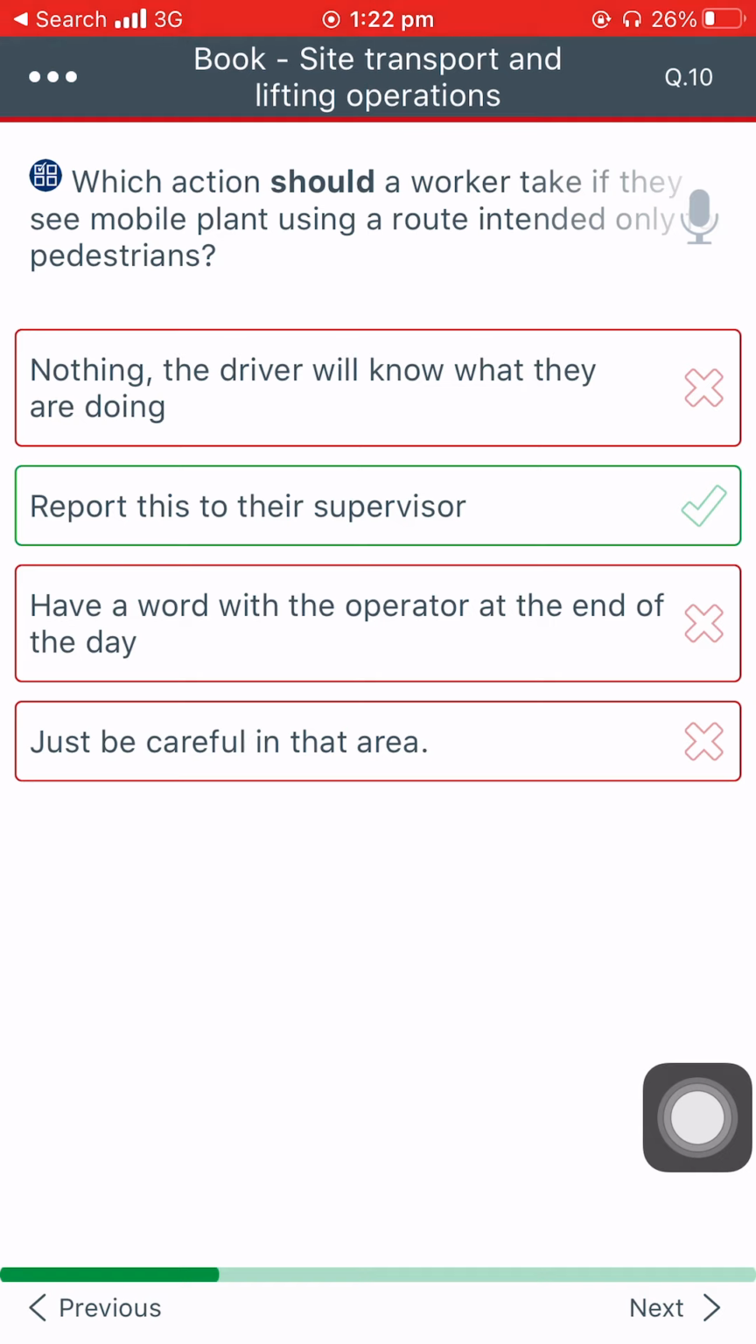Which action should a worker take if they see mobile plant using a route intended only for pedestrians? Nothing. The driver will know what they are doing. Report this to their supervisor. Have a word with the operator at the end of the day. Just be careful in that area.